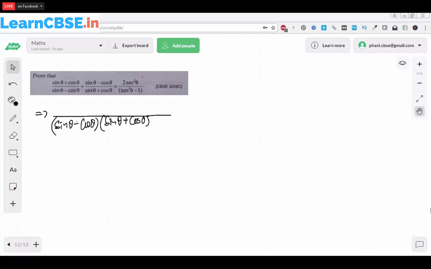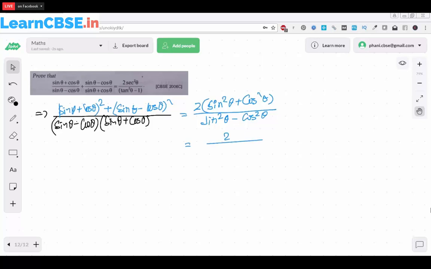In the numerator we will be having sin theta plus cos theta whole square plus sin theta minus cos theta whole square. That will give you 2 into sine square theta plus cos square theta by sine square theta minus cos square theta. Now, so that means we are having 2 by sine square theta minus cos square theta.